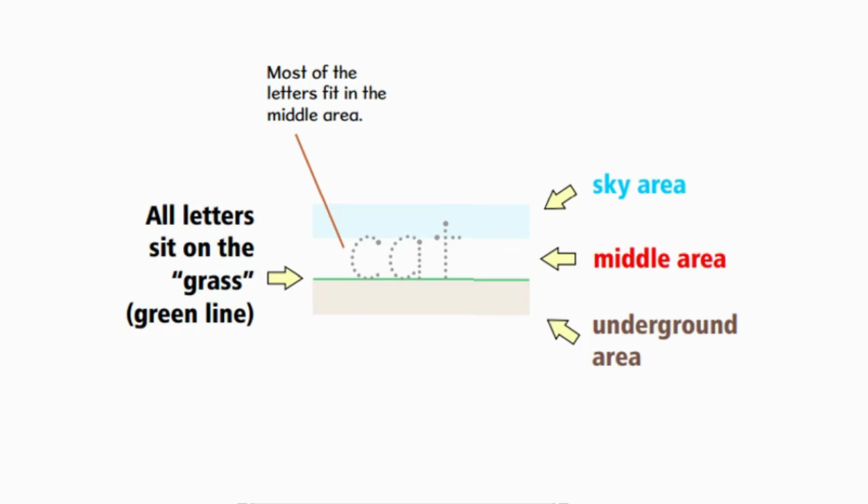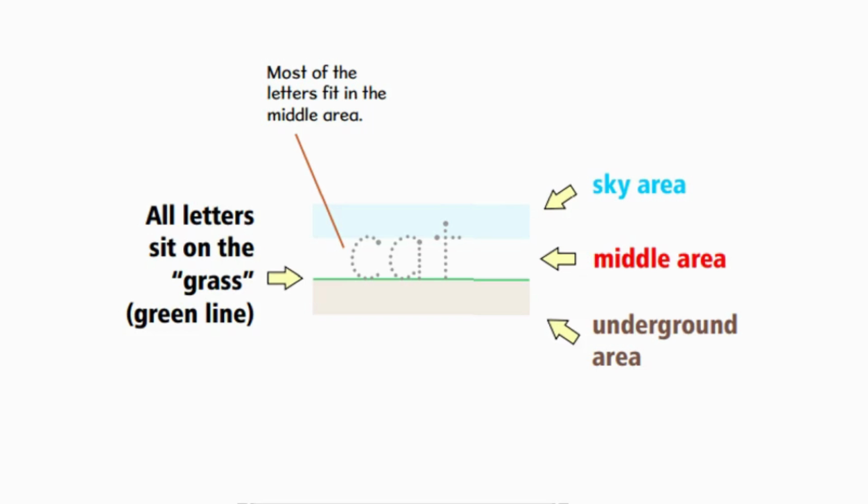Now we are going to learn how we write letters in your four lines note. Can you name the lines for me? Yeah, the top line or the first line is called the skyline. The second line is called the aeroplane line. The third line is called the grass line. And the fourth line is called the ground line.